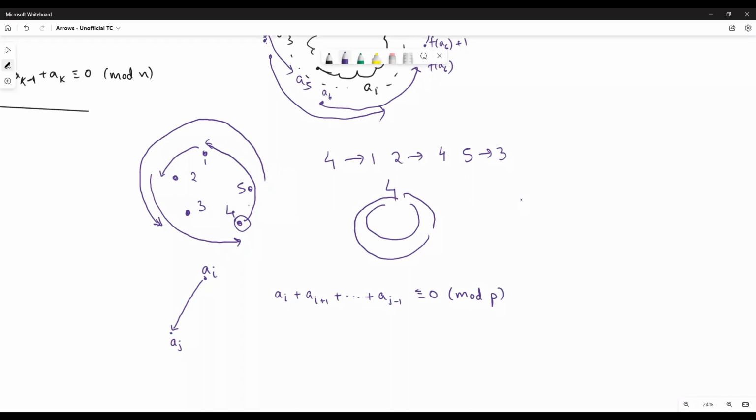So assume that j minus i is less than or equal to p, and consider indices mod p. So j can be i plus p.